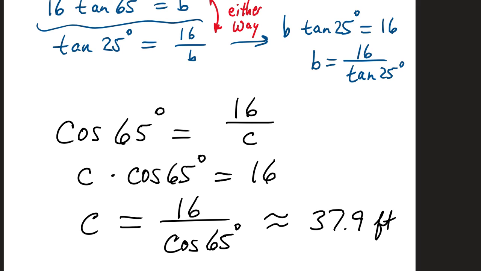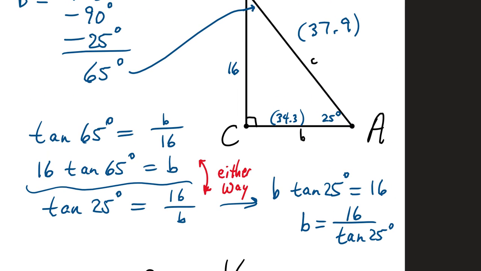Multiply both sides by C in order to eliminate your fraction. C times cosine 65 degrees equals 16. Divide both sides by your trig expression. 16 divided by cosine of 65 degrees is 37.9 feet, and that is labeled in the parentheses.